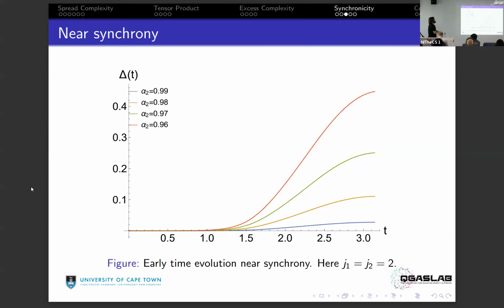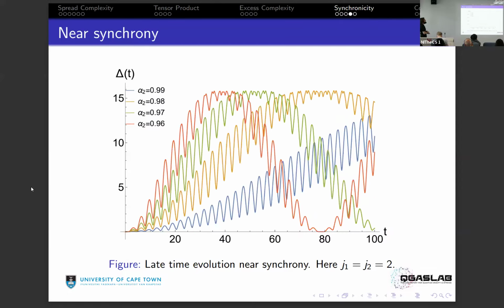So at early time, close to the synchronous limit, the excess complexity is really tiny. But of course, it says nothing about later times. You can still get excess complexity that goes up to the Krylov essentially. Yeah, I have J1 and J2 equal to 2, so 60, etc.